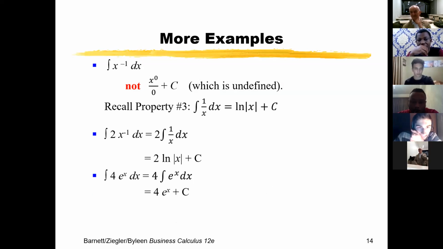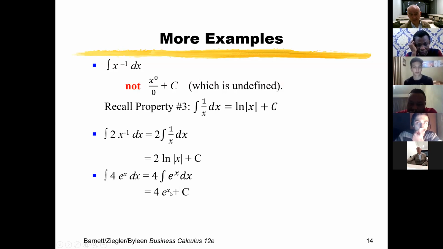Any questions about it? No. What is your question, Raymond? Recall property number 3. Number 3? Yeah, number 3. The recall property. This is the third formula. Ah, okay. That's the formula we use? Yes, yes.